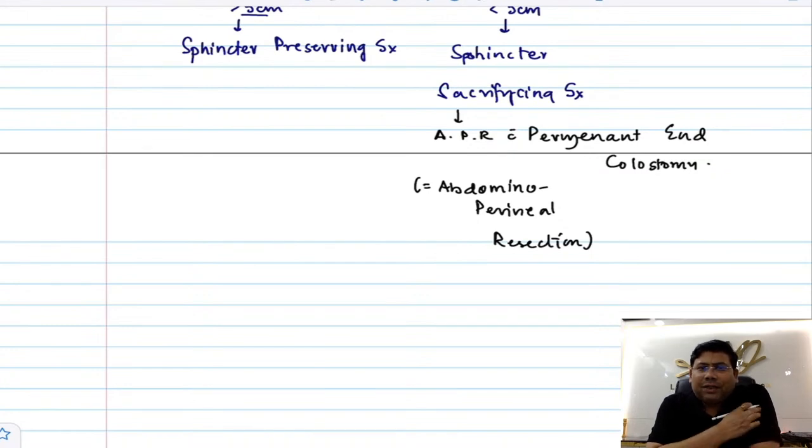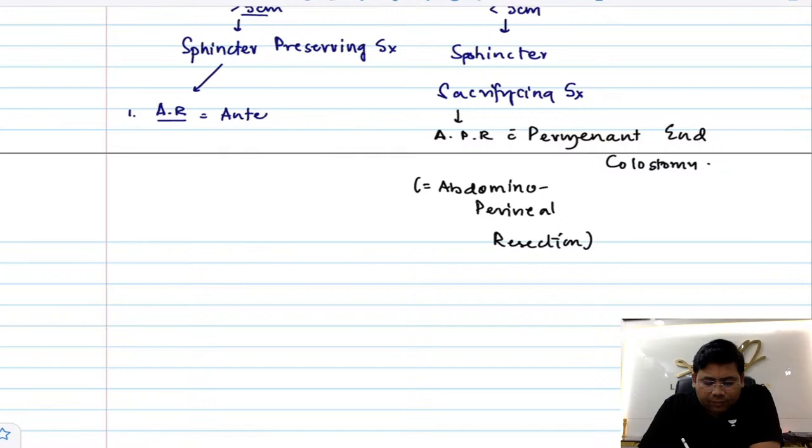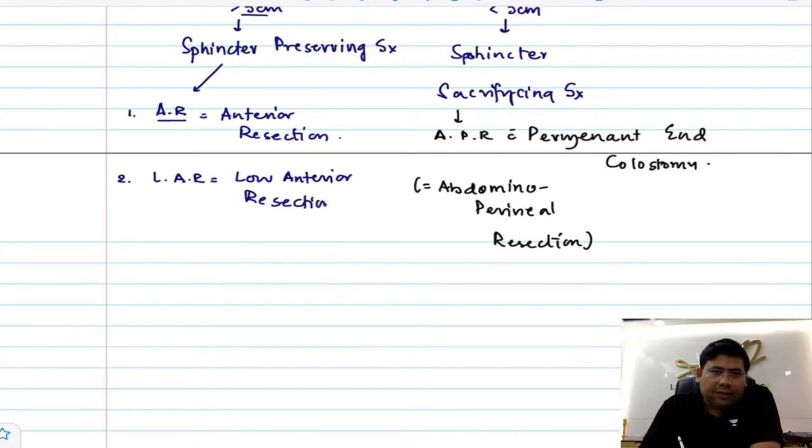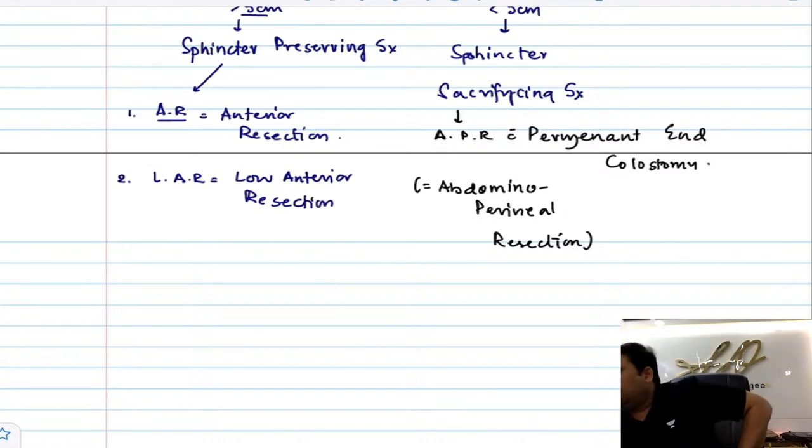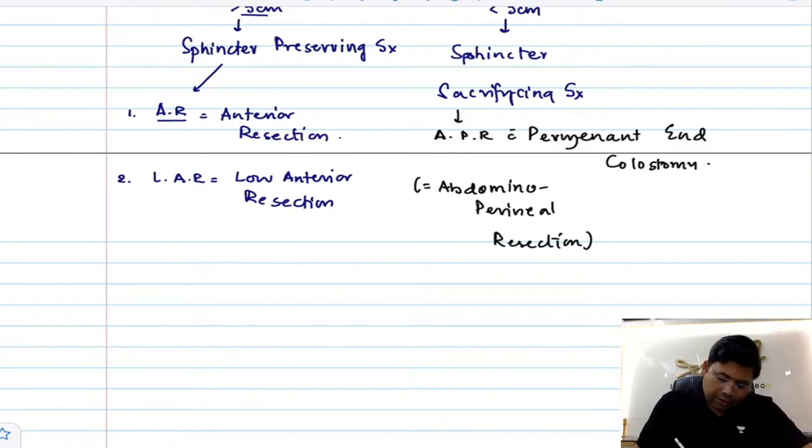So when you talk about sphincter preserving surgery versus sphincter sacrificing, what are the options that we have in sphincter preserving surgeries? The first we have is AR. What do you mean by AR? The answer is anterior resection. The second is LAR. What is LAR? This is low anterior resection. And the third that we have is ultra low AR.